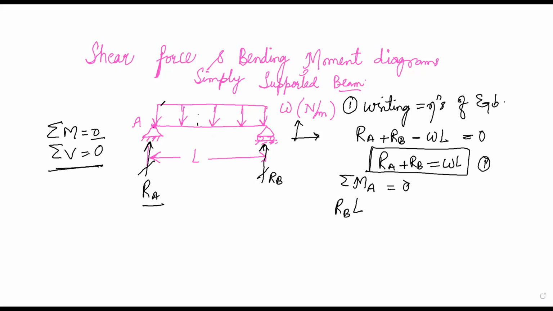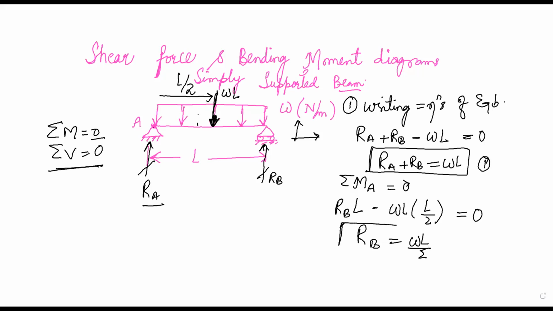This entire load can be assumed to be acting at the center of gravity, or the centroid, such that the magnitude of this load will be equal to the area under the load diagram, that is W into L, and the centroid of this rectangle is at a distance L by 2 from the end A. Therefore the moment because of this load will be W into L multiplied by the force arm, that is L by 2, and it's trying to rotate our beam in the clockwise direction. We'll take this as negative. This has to be equal to 0. Therefore RB becomes equal to WL divided by 2. We'll call this equation 2.